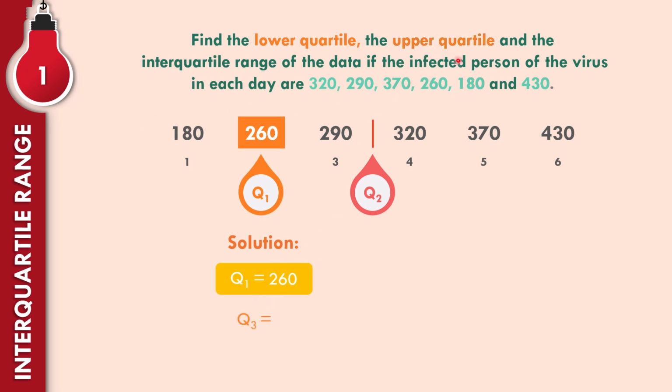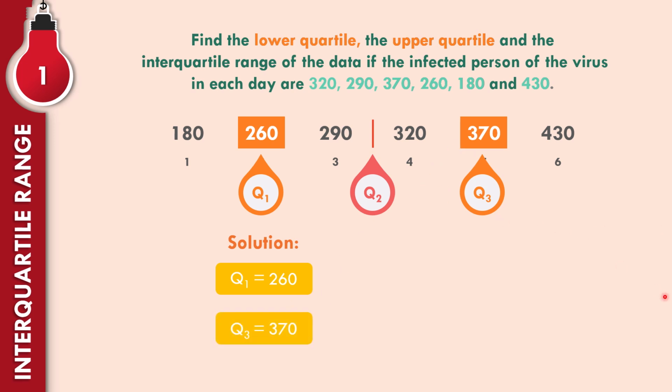How about the upper quartile or the Q sub 3? So from this median up to the last, these are the positions 4th, 5th, and 6th. Let us get the middle. So the middle is 5th, so that is 370. So the Q sub 3 is equal to 370, or the upper quartile is equal to 370.